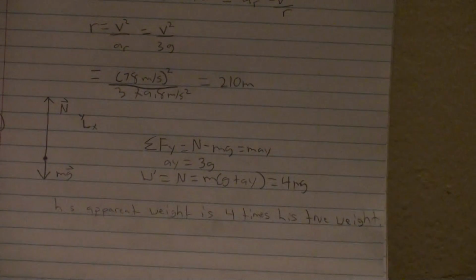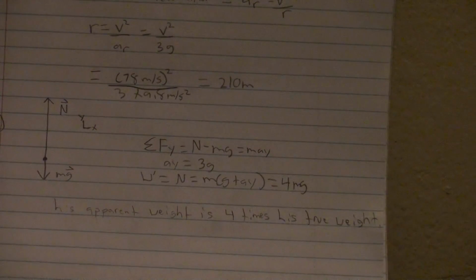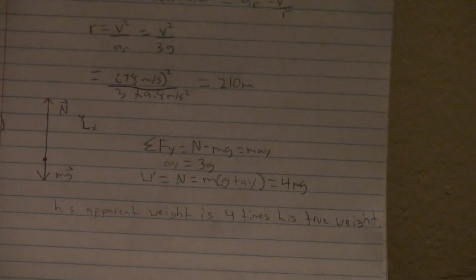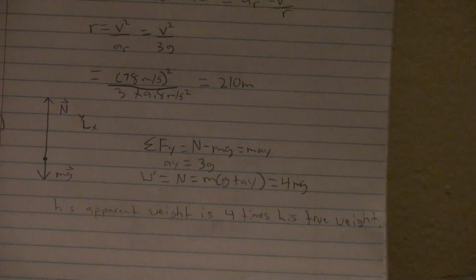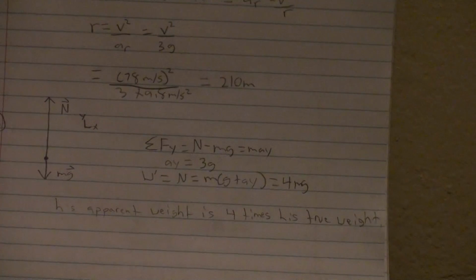And the acceleration in the y direction is equal to 3.0 g, which then gives us the formula for the apparent weight is equal to the normal force is equal to the mass times the gravitational acceleration plus the acceleration in the y direction is equal to 4.0 mg, and this means that his apparent weight is 4 times his true weight.